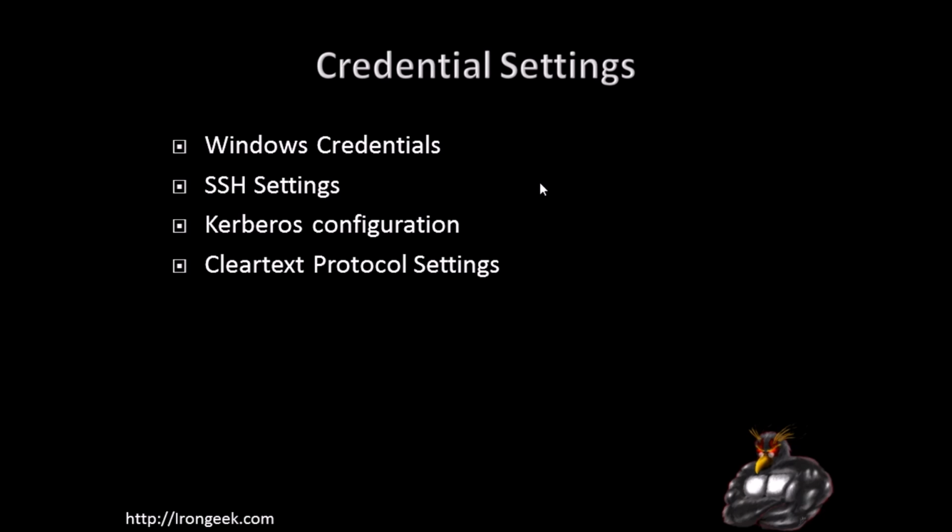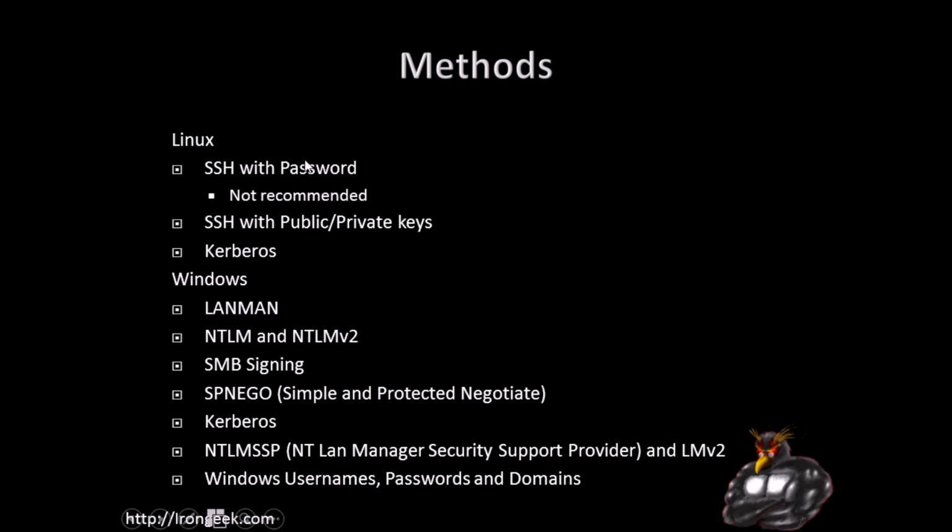Now, when you go in and set up credentialed settings, you'll notice 4 different categories. Now, in our first setup, I only showed Windows credentials and SSH. If you go into advanced mode, you can go into Kerberos configuration and also plain text settings. For our little video, we're just going to be doing Windows and SSH.